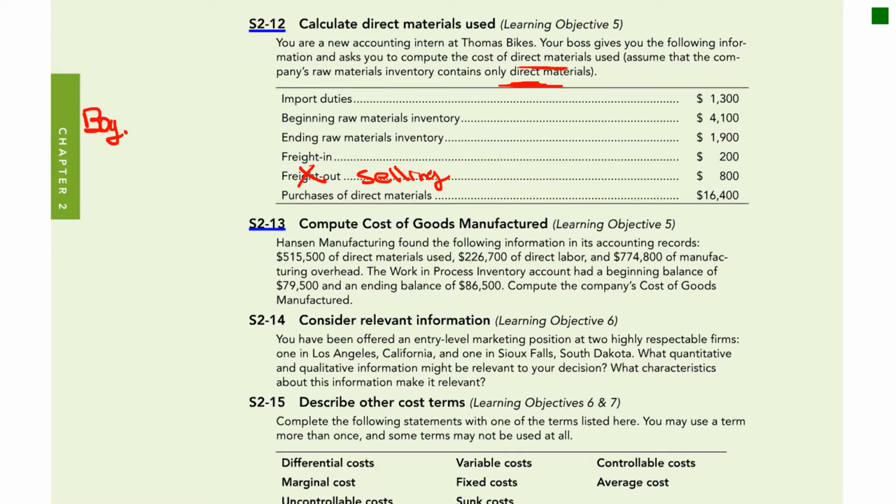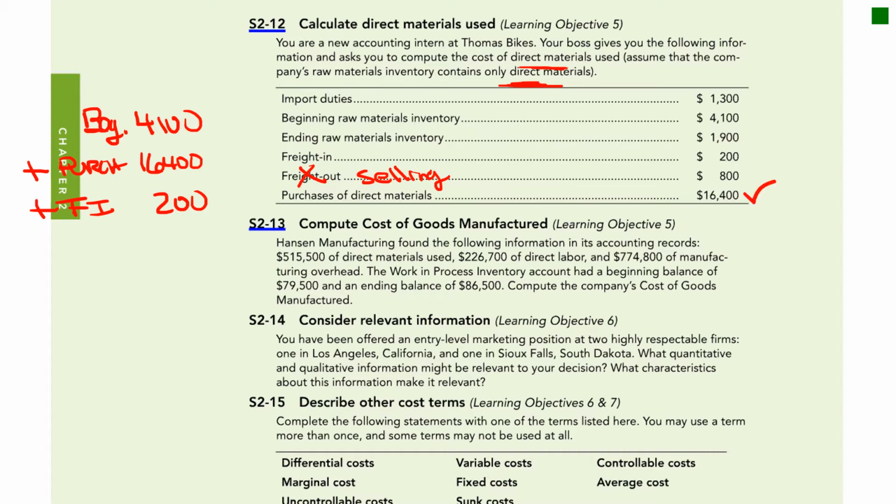Your beginning raw materials looks like is $4,100. And to that, we're going to add purchases. Always look for purchases. They love to put that at the end just to make you look for it. So purchases of direct materials is $16,400. You're going to add that. So I'm going to put a plus out here. We're also going to add that freight in of $200. That's part of your cost. So your freight in is going to be added.